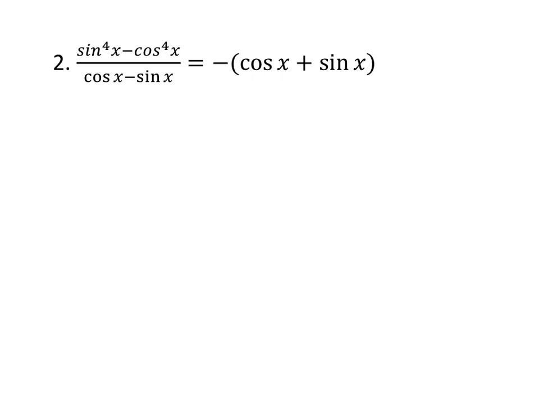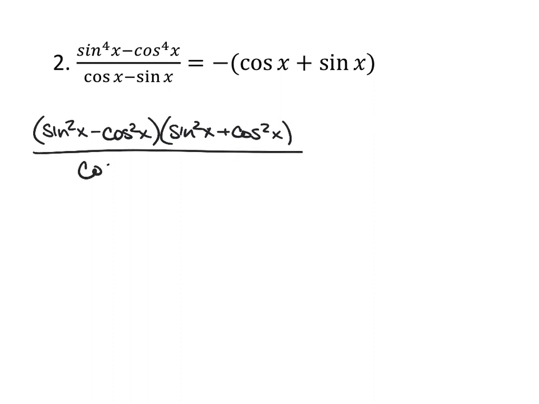So if I use the difference of 2 squares factoring, this is going to be sine squared of x minus cosine squared of x times sine squared of x plus cosine squared of x, all over cosine of x minus sine of x. Okay, but before we go on, we have to give a reason for what we just did. What is that factoring pattern called?